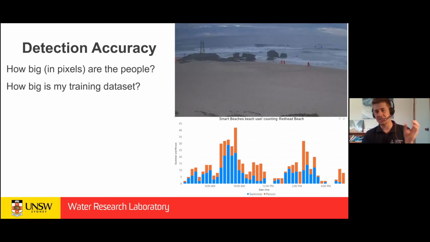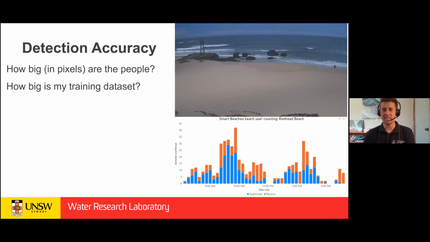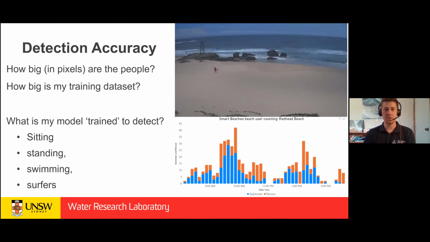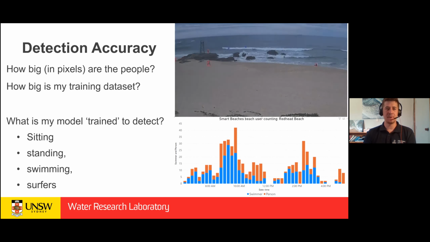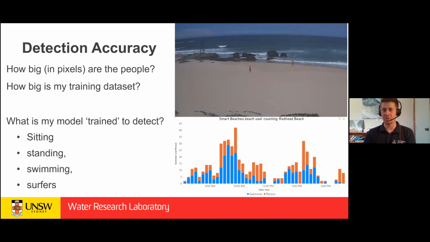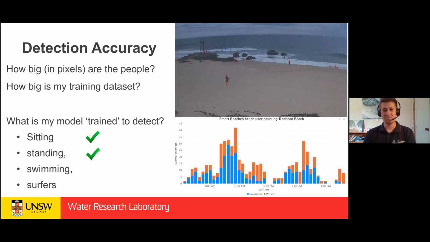How many annotations did you train a model before you let it loose on a set of images? Generally, you need at least 5,000 annotations before it's good at it. And the next thing is, what is your model trained to detect? It's pretty easy to detect people that are sitting and standing on the dry beach area. So we're pretty good at detecting that, but it's pretty difficult to detect people that are swimming or surfing in the water, just because they're really small and generally obscured. But we're making quite a bit of progress in that field.